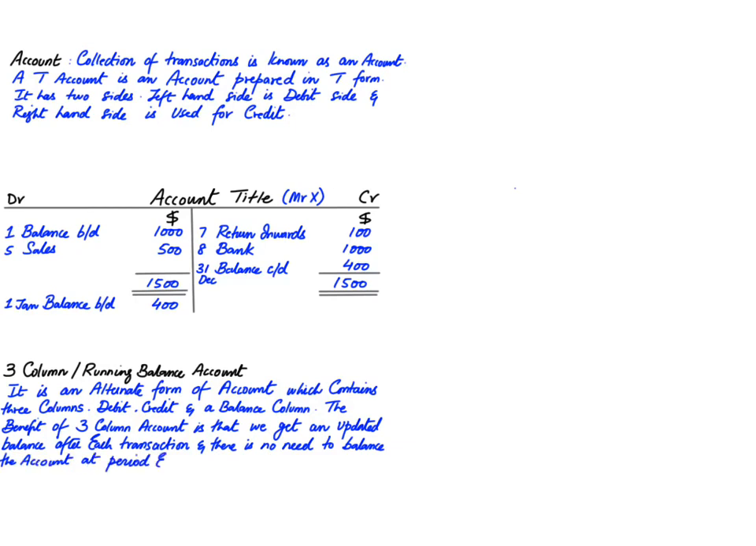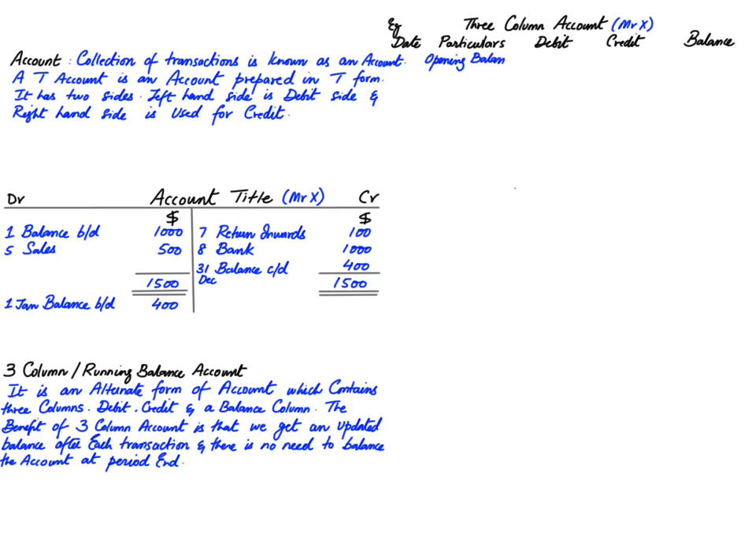Now what is the advantage of this 3-column account? First of all, we need to make this 3-column account and then we can understand what is the advantage of it. Now with the same data that we have discussed for Mr. X, we need to make a 3-column account starting with date, then particulars, then debit, credit, and then balance. So this is the format for a 3-column account.